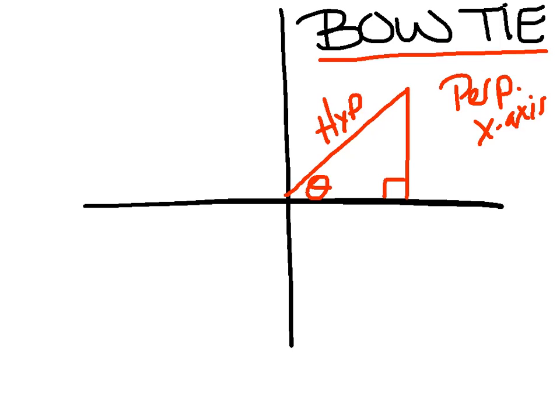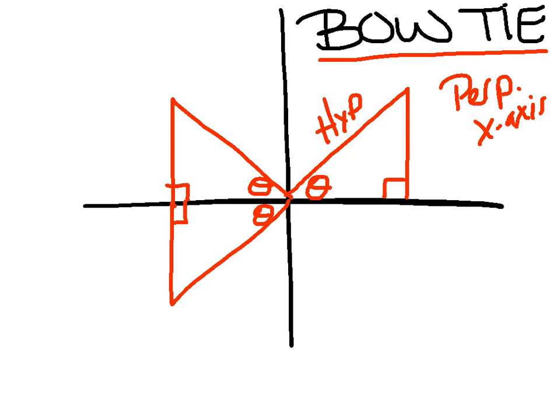So let's draw the same thing in quadrant 2. I would go out, perpendicular to the x-axis, theta sits at the origin. Same thing in quadrant 3, I'm going to go out, perpendicular to the x-axis, theta at the origin, and in 4, same thing, out, theta's at the origin, perpendicular to the x-axis. So that's what I kind of meant by a bow tie. Anytime you draw these in one of the quadrants, make sure it's part of the bow tie.